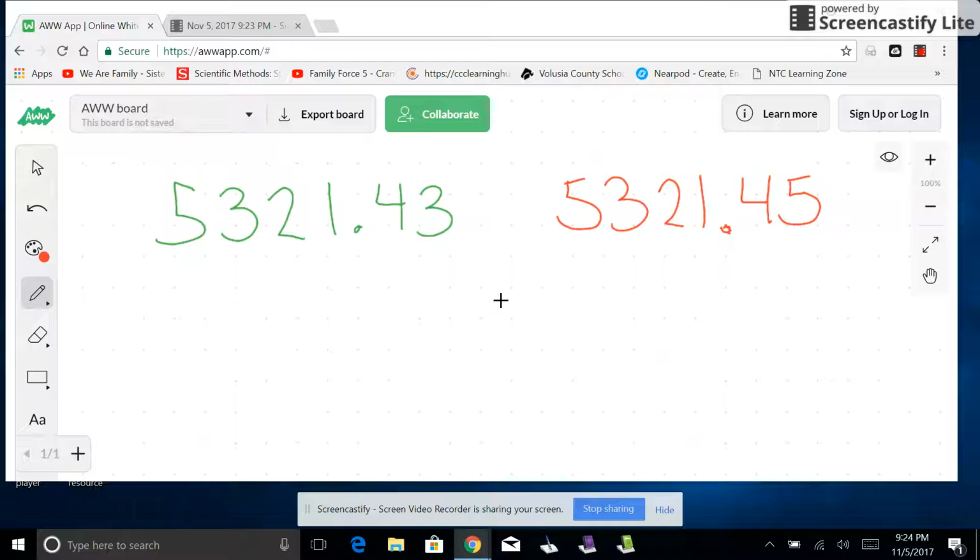Now, when we look at these numbers, again, we said we would locate where the decimal is. So I'm going to change my color to purple, and we see the decimal here, and we see the decimal here. Now we're going to do the same thing that we did the last time, which is check before, in front of the decimal. There are 1, 2, 3, 4 digits in front of the decimal. And on the other number, there's 1, 2, 3, 4. So we have a tie on before.